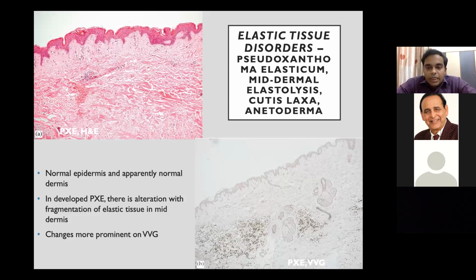And if you do the right stains, like in this case, you do Verhoeff-Van Gieson, which is an elastic tissue stain, or an orcein stain you can do for elastic tissue, then you will see the clumped up elastic fibers which are fragmented. Okay. But this again will be there as a band, almost like a band or clumping will be there in the mid dermis, in the perifollicular location primarily. So this way you can reach a diagnosis with the help of special stains.